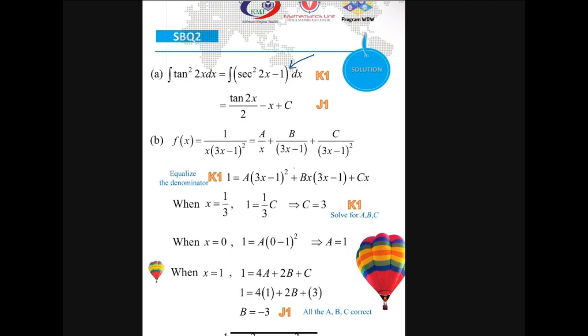Okay, and then now directly you can integrate each function. So the integral of secant squared x would be tangent x over 2. Integrating -1 would be negative x, and then don't forget the plus c, as that is the final answer. So 2 marks for this question. Okay, settle with the first one.